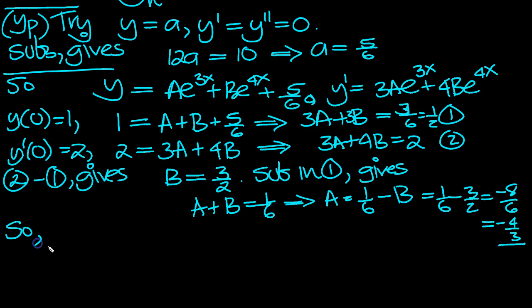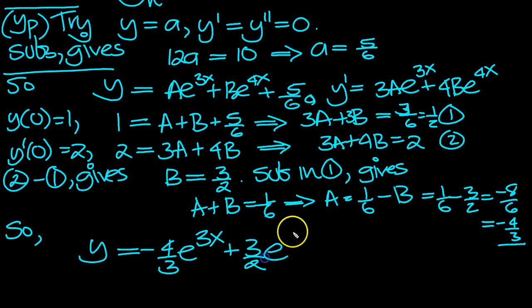So we can write down our particular solution now then. So that was the general solution. So we tried yp and we got y'. There we are. Now we've got a and b. So y equals then as a particular solution, capital A is equal to minus 4/3 e to the 3x plus capital B, which was 3/2, and that was e to the 4x plus 5/6. There we go.